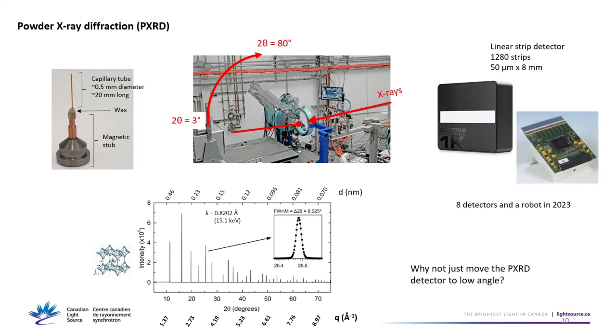It has these 50 micron strips that are 8 millimeters wide. Eventually we're going to have 8 of them. We'll have a robot, and it's going to be really great. But can we just do SAXS with this thing? Can we just move the detector to a low angle and away we go?